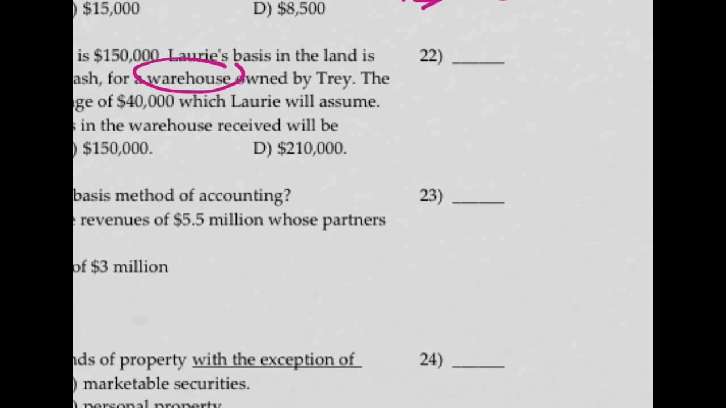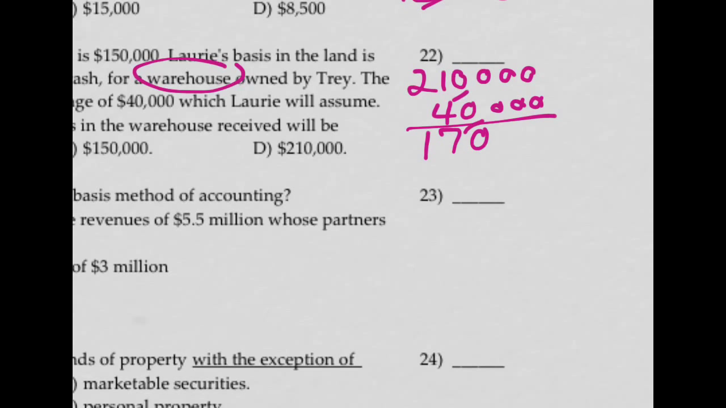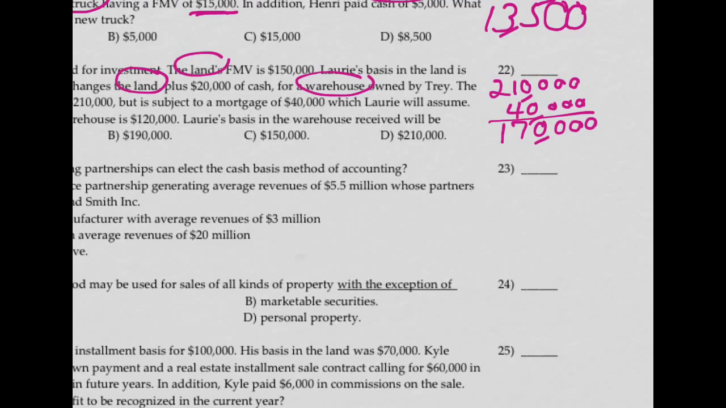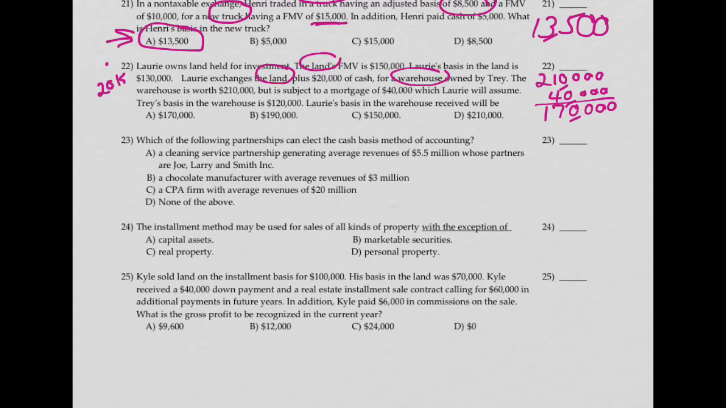All right, so what we've got is a $210,000 fair market value minus the $40,000 mortgage. So that's 170. That's the value of the property in the exchange. That's the net fair market value of the property because it's subject to the mortgage. Laurie's property is worth 150. In order to get that, Laurie has to cough up an extra 20 to get to the 170 of the value of Trey's property. So we've got 20 here that's going to add to the basis. Laurie's carryover basis is 130, so now we're already up to 150.